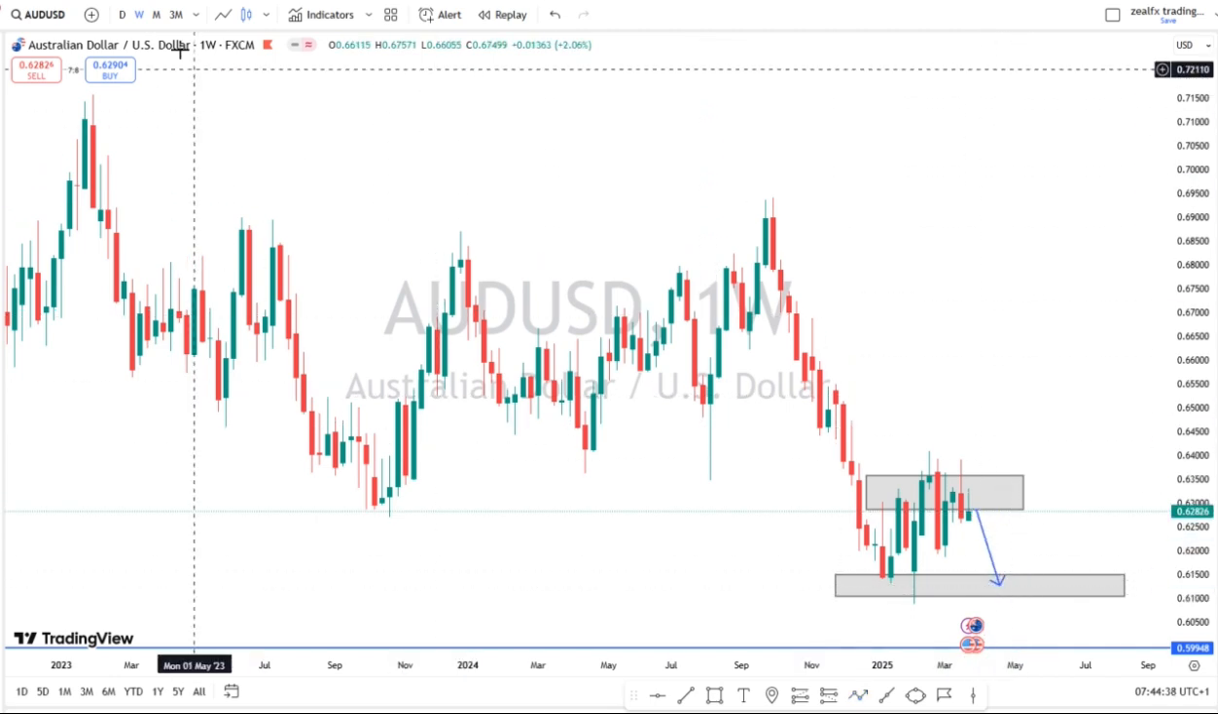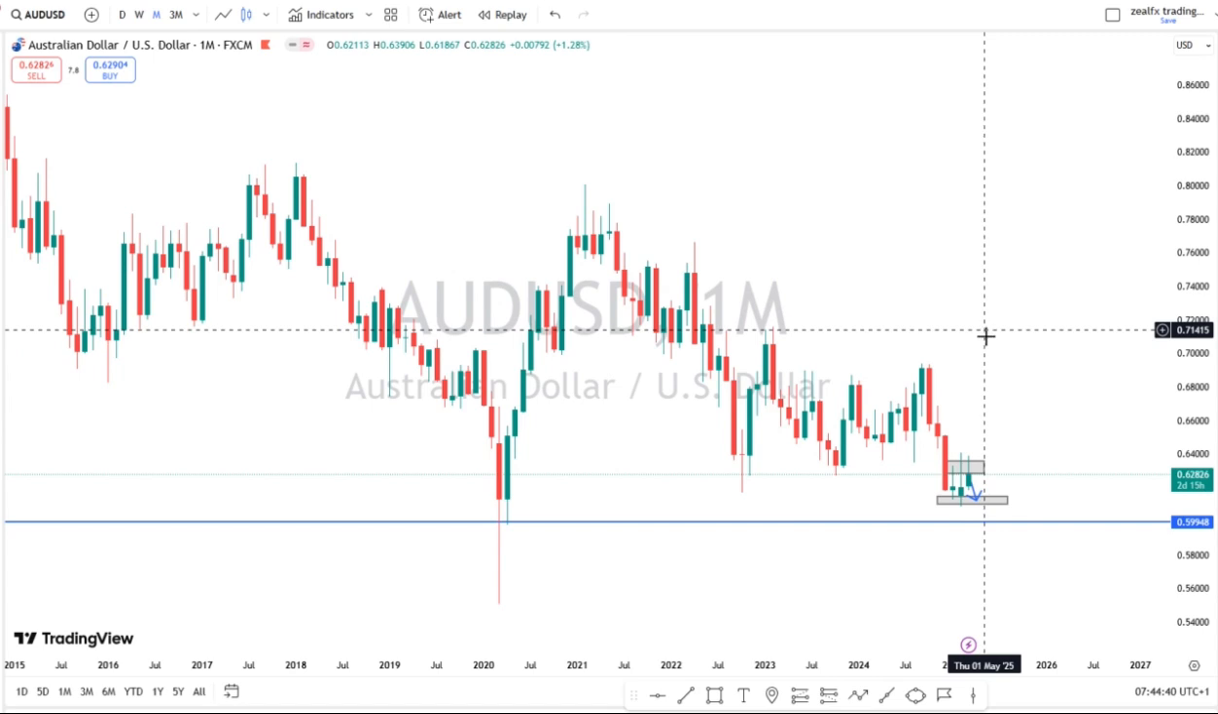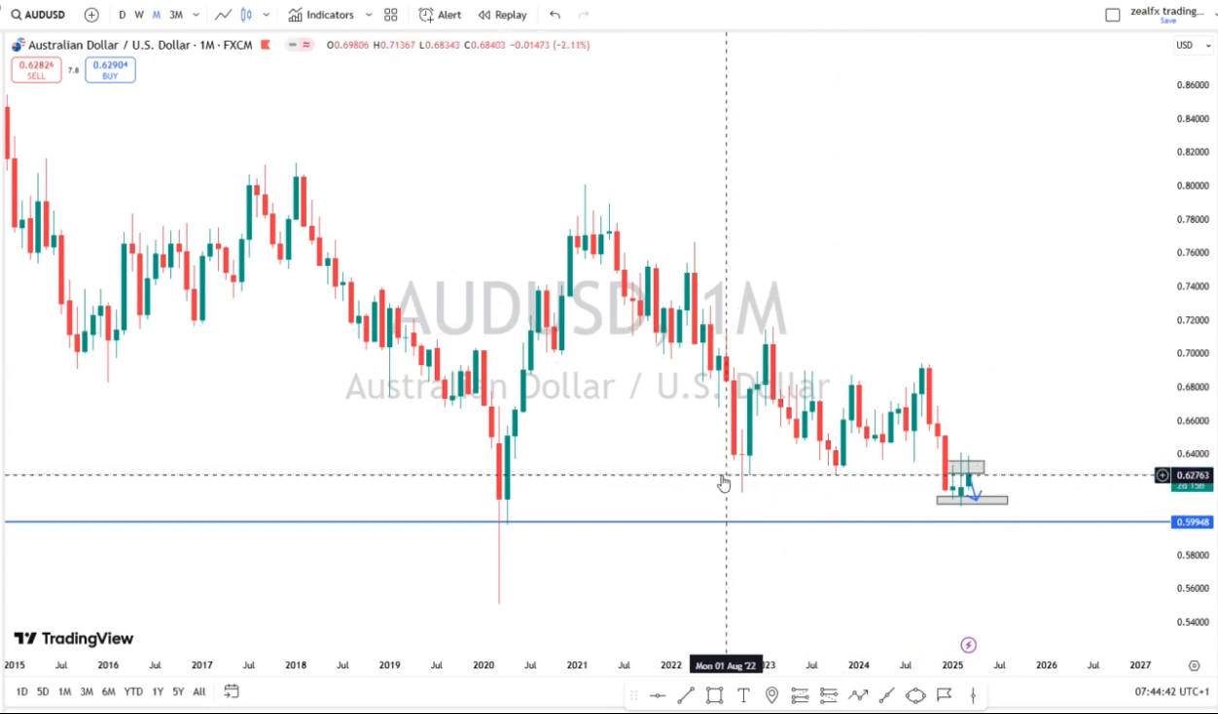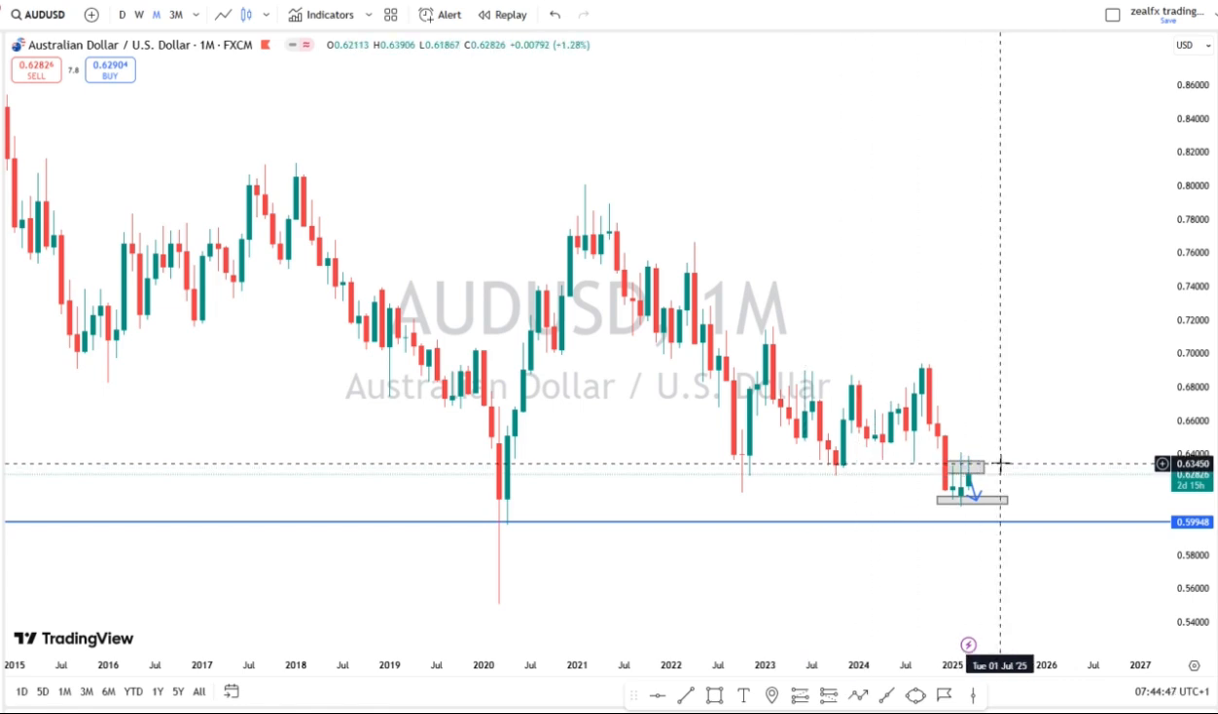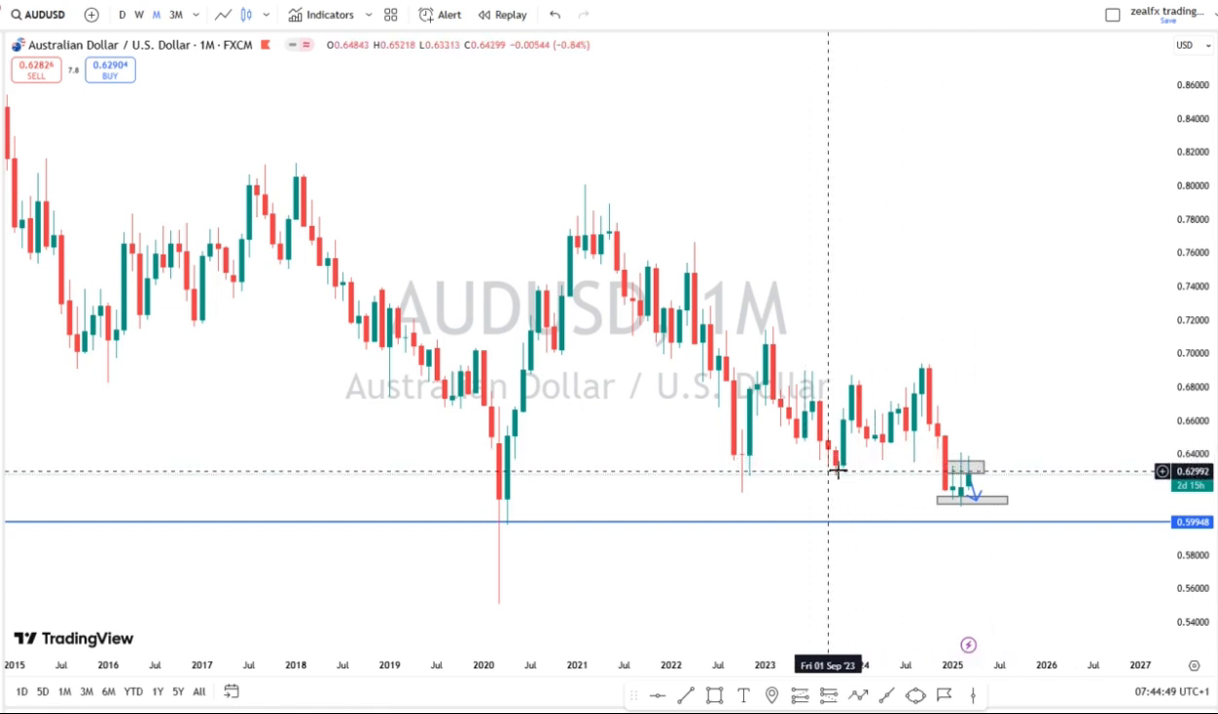So let's look at the monthly chart of the Australia USD. On my monthly chart, price is currently on a monthly resistance level on the Australia USD. So we expect price to close on this area before we can make our further decision on the Australia USD.